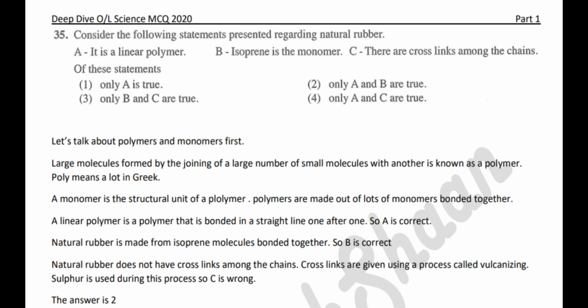Okay, a linear polymer is a polymer that is bonded in a straight line, one after another. So A is correct. Rubber is a linear polymer. And natural rubber is made from isoprene molecules bonded together. So B is correct. Natural rubber does not have crosslinks among the chains. Okay, crosslinks are given using a process called vulcanizing. Sulfur is used during this process. So C is wrong. Answer is 2. Only A and B are true.